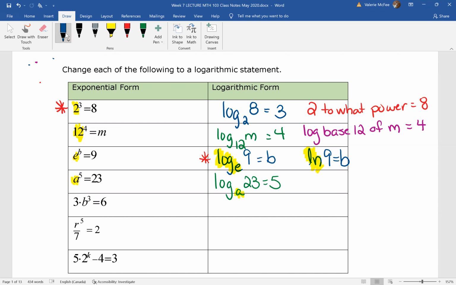Now in our next example, I see I have a coefficient on b cubed. We want to simplify that first. Always isolate your power. Now we can change it to log form. Log base b. The answer to a log is the exponent. This is log base b of 2. Try the next one.